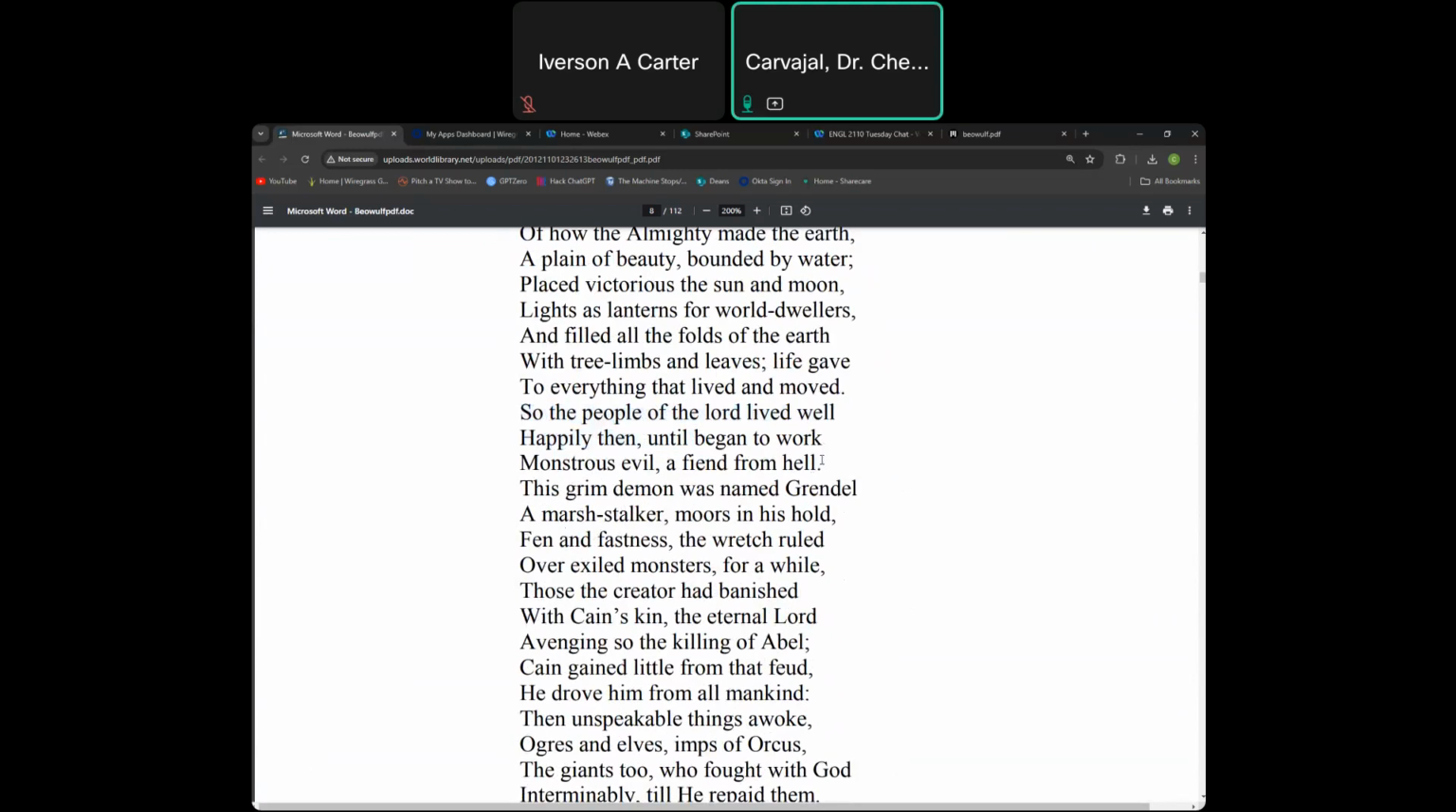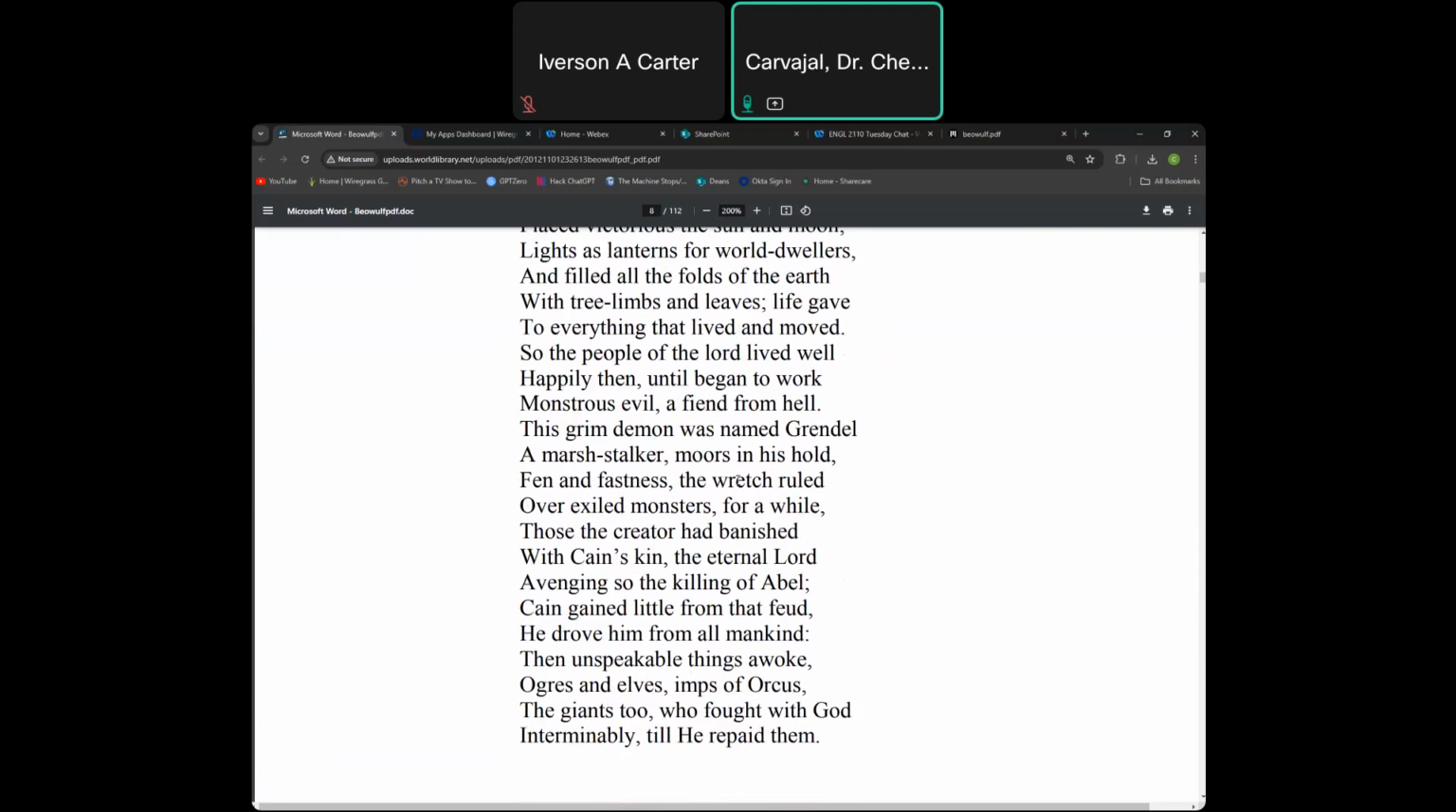But then comes Grendel, and he's the one who's going to end the happiness. "This grim demon was named Grendel, a marsh stalker." So he wanders out in the woods. I can't help it, but I always envision him sort of like a Sasquatch: humanish, but not a human being, maybe covered with hair and big and strong and bigger than an ordinary person, and creepy, and obviously he has a taste for people because that's what he does. So anyway, he wanders normally through the moors.